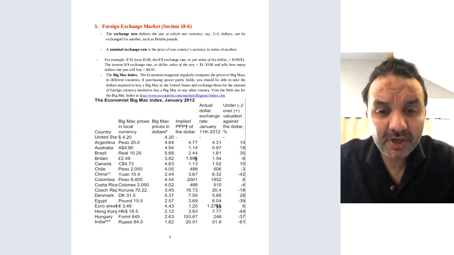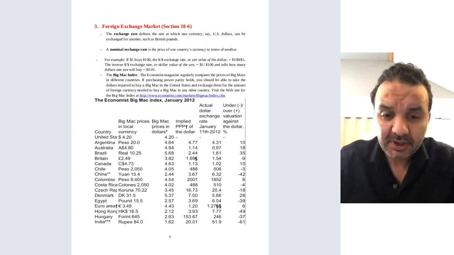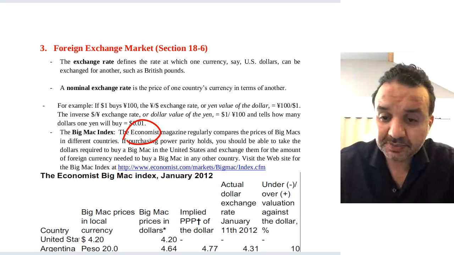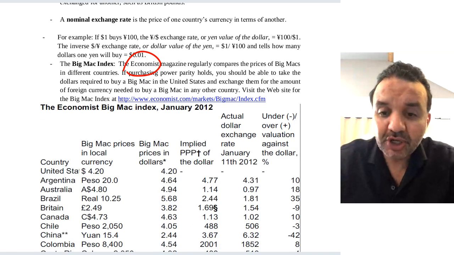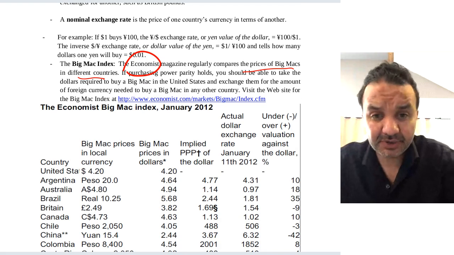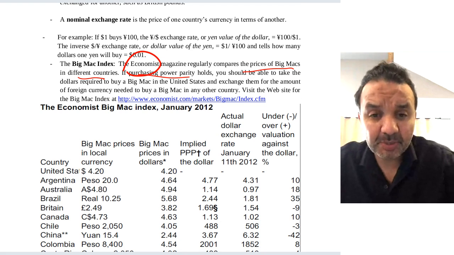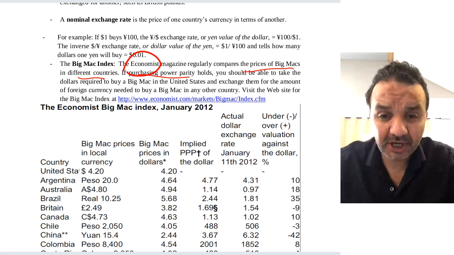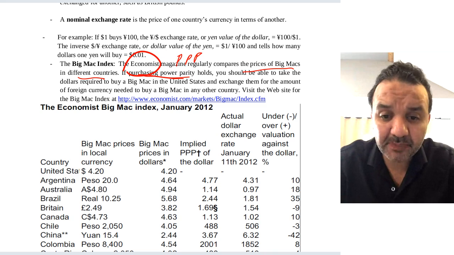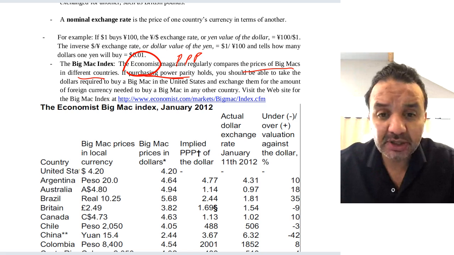Okay, Big Mac Index. So what do we mean by Big Mac Index? The Economist magazine usually compares the prices of Big Macs in different countries. The Big Mac Index is based on a hypothesis in economics called purchasing power parity, or simply PPP.